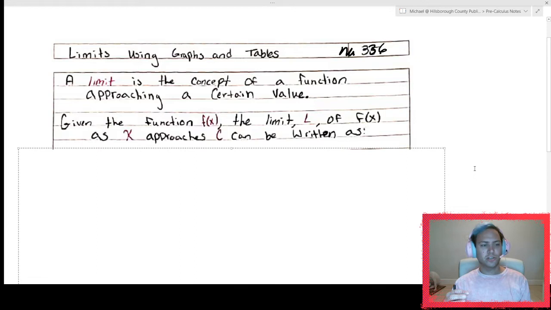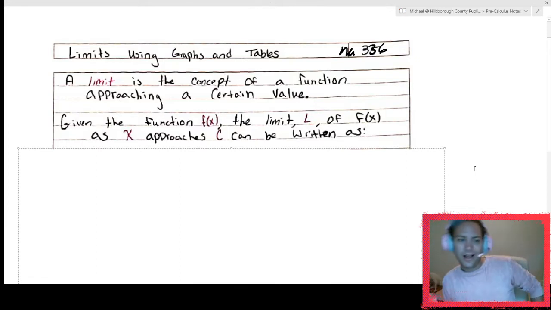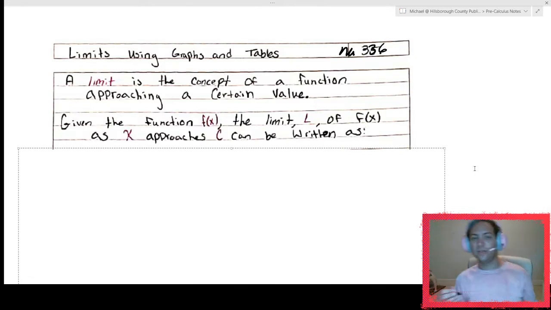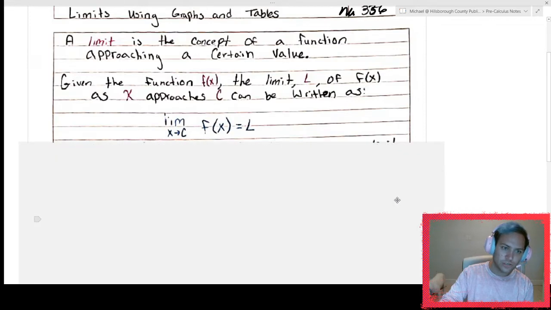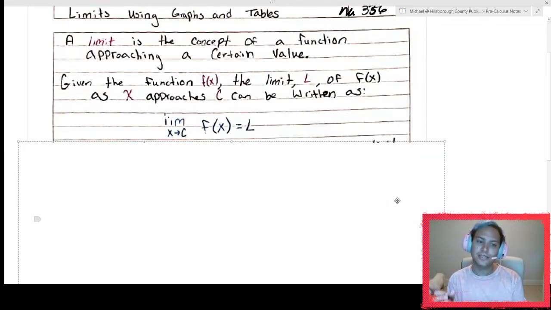First, let's talk about function notation. If I have a function f of x, the limit would usually be represented by L. And we use some other notation too. We say as x is approaching c, where c is some sort of constant. This is what it would look like if I wrote out the notation for a limit.